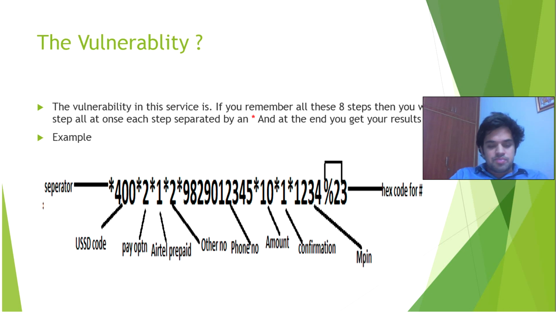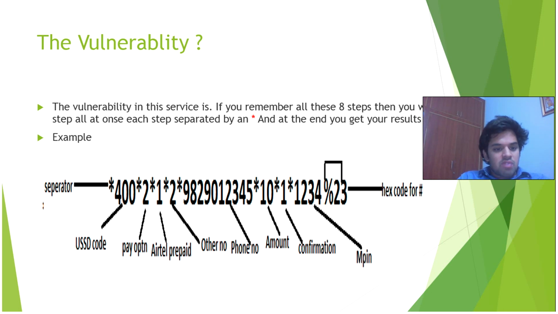The vulnerability. The vulnerability in the service is that if you remember all these 8 steps, then you can write the whole code at once, with each and every step separated by a star, and you will get your desired result.